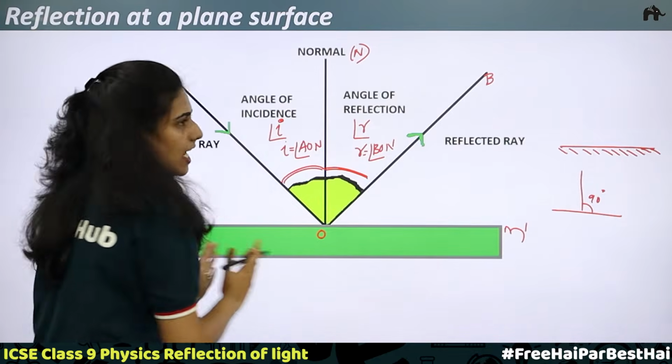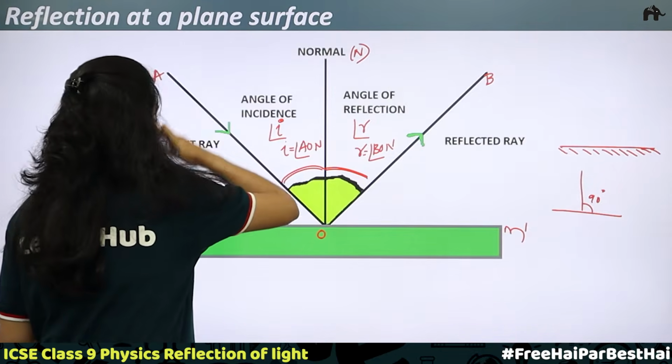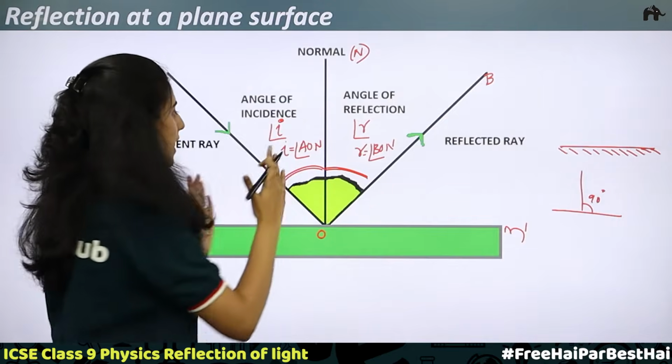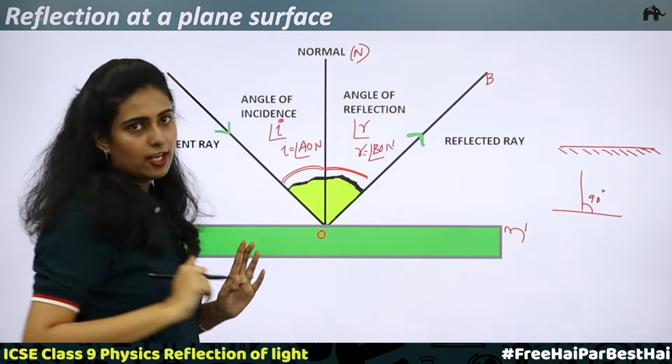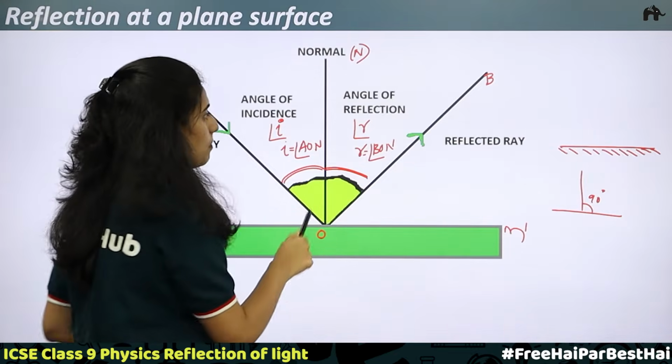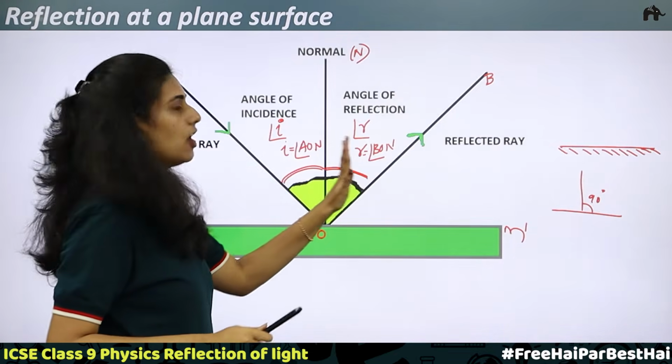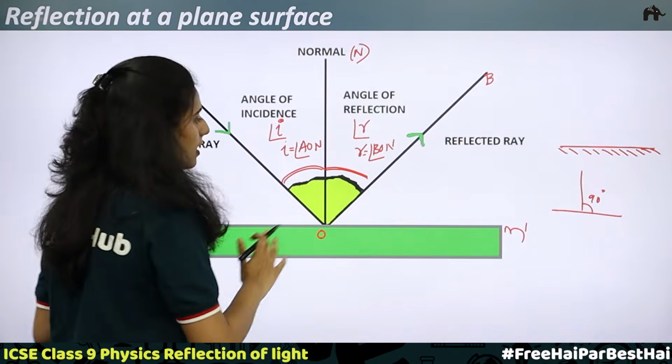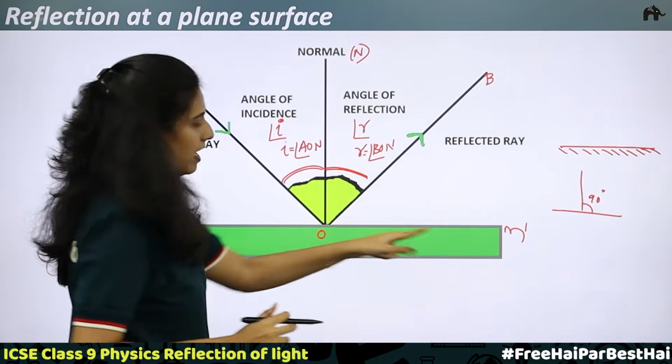That is a plane which contains the normal and the incident ray is called the plane of incidence. So this plane is the plane of incidence. And the plane of reflection is the plane which contains the normal and the reflected ray. Plane of reflection.